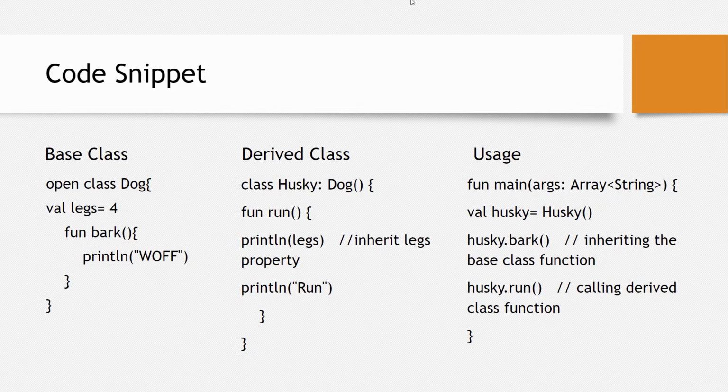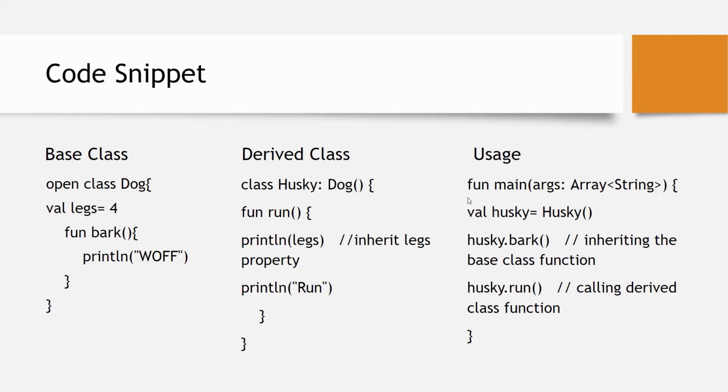Now, as you can see here, we used println legs. We are printing legs, but how? There is no legs property in the husky class, but there is in the dog class. So we can use the properties of the base class in the inherited class or the derived class. So here it is using the inherited legs property. Then we'll print run. This is our own feature, but we are using the inherited feature of legs.